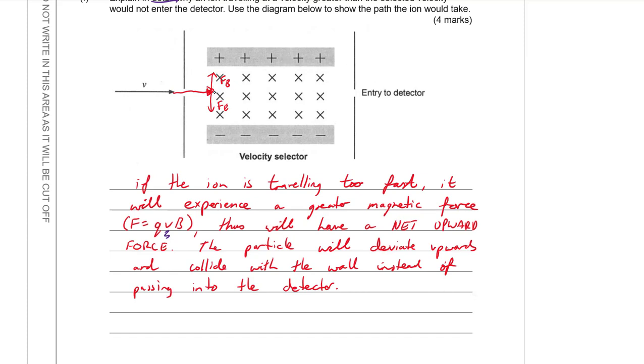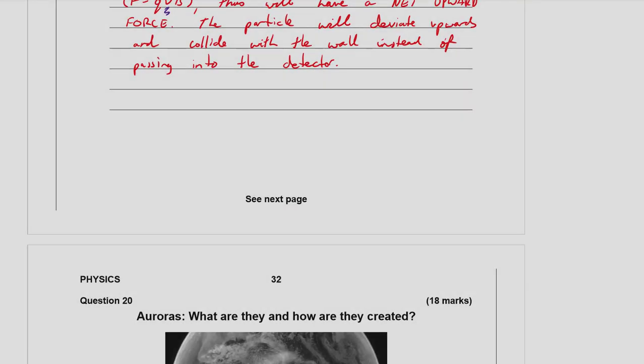But if FB is greater, then you'd expect a curved pathway. Now it'll curve all the way, except once it leaves the field it won't curve anymore. So you want to show that it's going to collide with that wall and that it's got a curved path up until that point. And that's it.